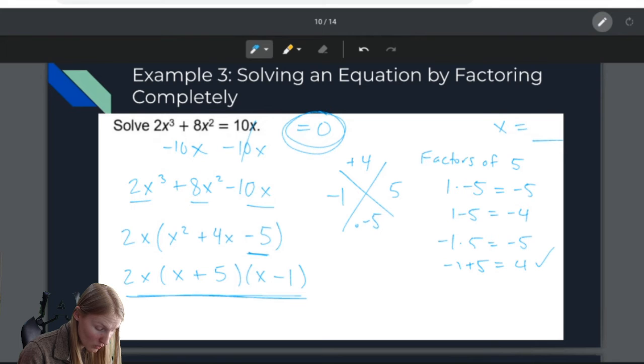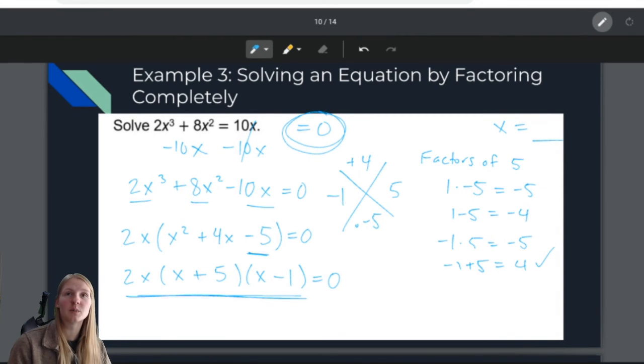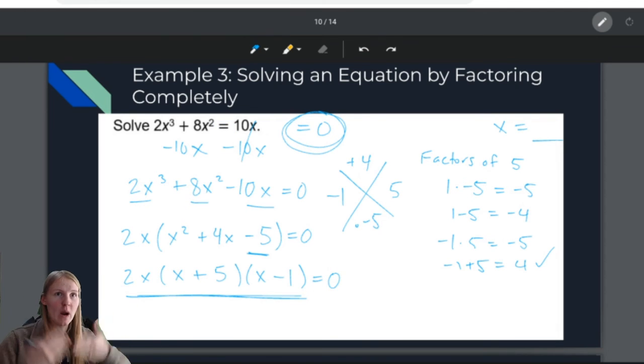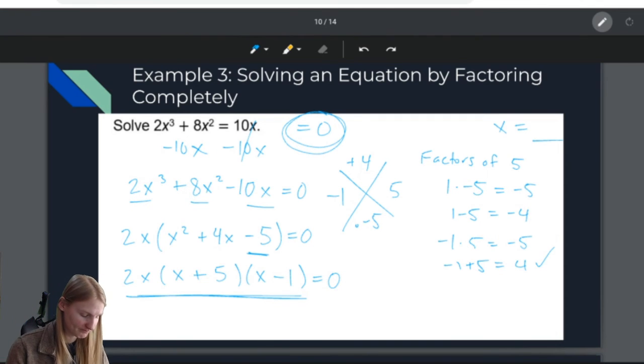Beautiful. Oh, we forgot our equals 0. We can never forget our equals 0. Because if it starts as an equation, if you have this equal sign, you better have that equal sign at the end. You never just drop the equal sign. If you have an equation, it stays an equation.